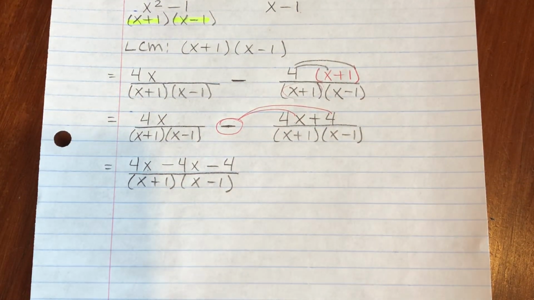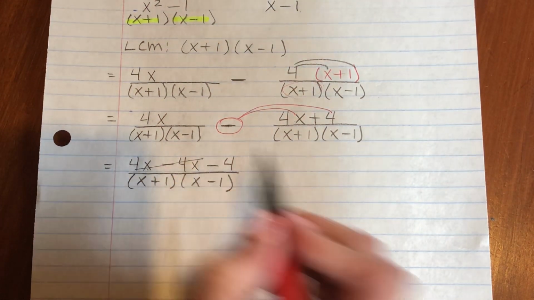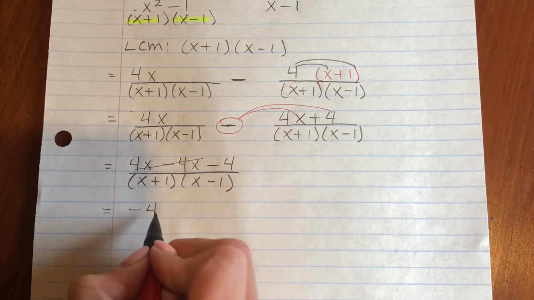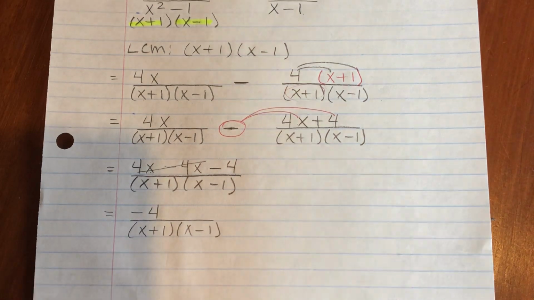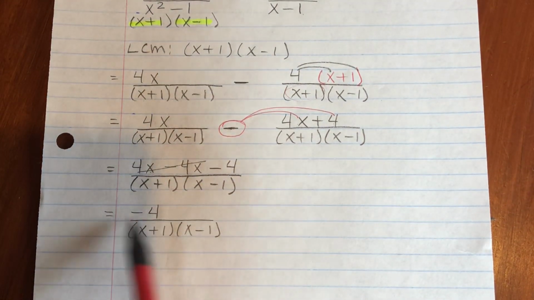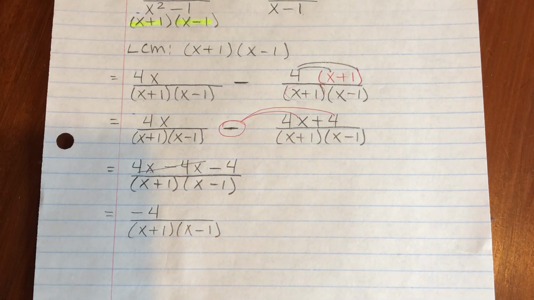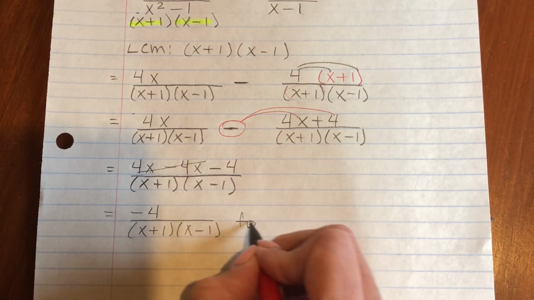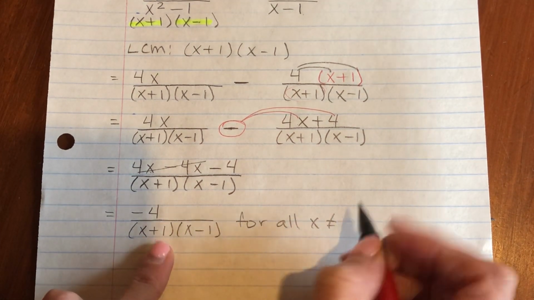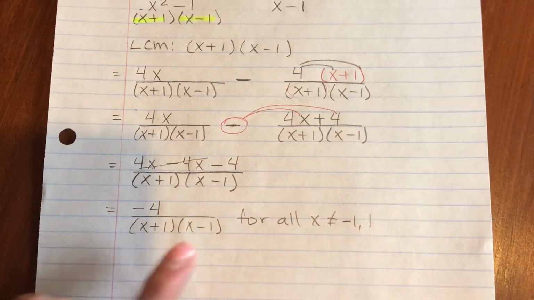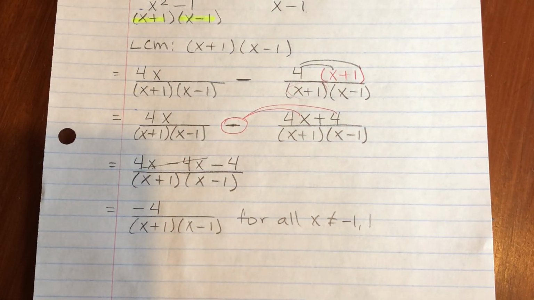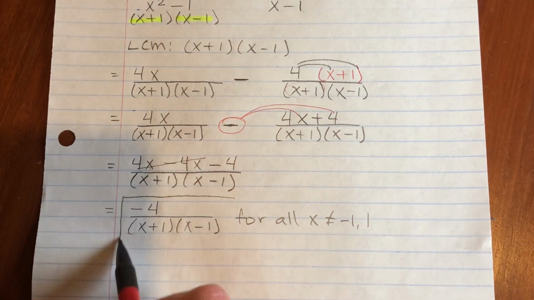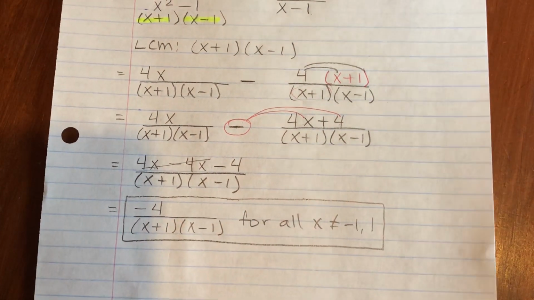Okay, now we can combine our like terms on the numerator. So I just have negative 4 there. Now I'm going to factor the numerator. Can't be factored, it's just negative 4. We're good to go there. Now I'm going to give my domain. X cannot be negative 1 or positive 1. I'm going to see if I can simplify. Anything on the same top and bottom? Nope. It's already simplified. And that is your answer.